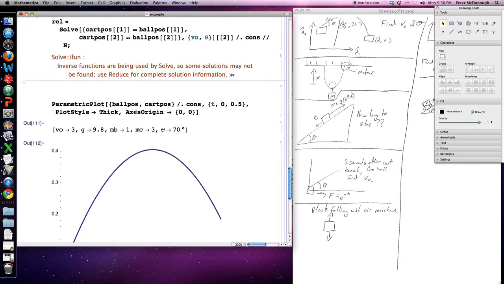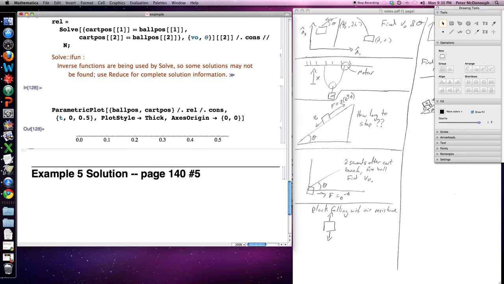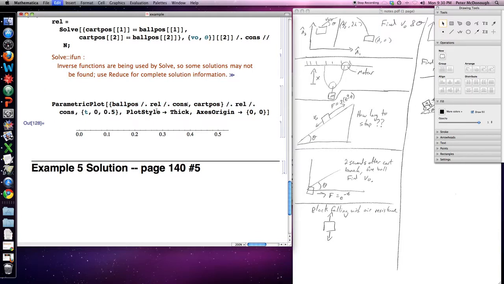All right, so we've got that. I'm going to replace my cart and ball position with my relationship, and then my constants, and then let's plot and see if we can get an answer. All right, now let's go ahead and plot these individually within the actual cell. Control V, Control V.